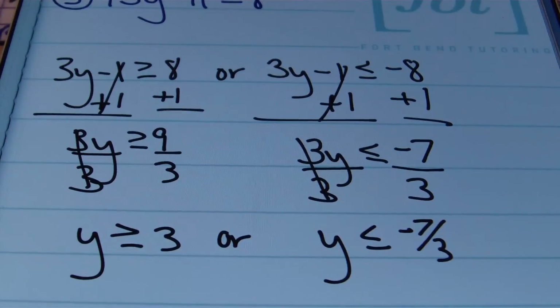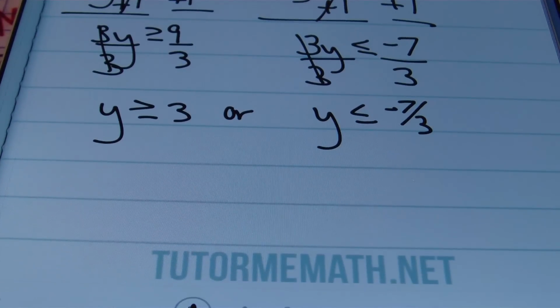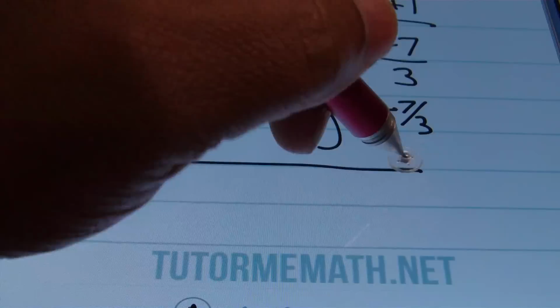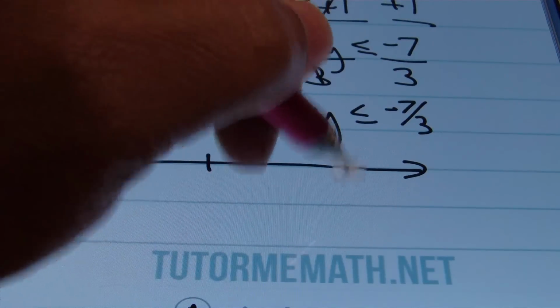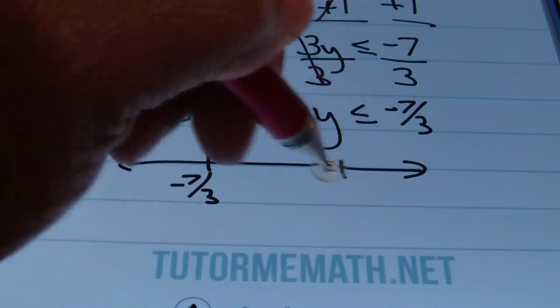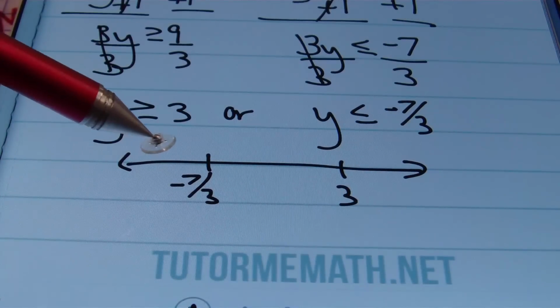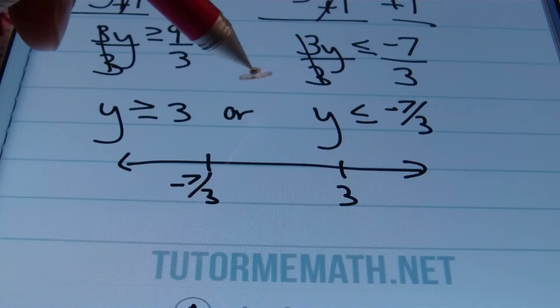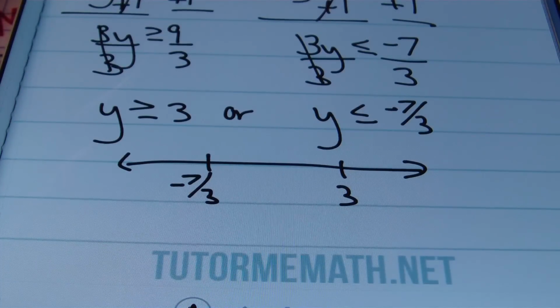So this is my solution, ladies and gentlemen. I end up with y is greater than or equal to 3, or y is less than or equal to negative 7/3. And now we'll go ahead and graph this on a number line. So on my number line, I will have my two values, negative 7/3 and positive 3. My solution states that y can be greater than or equal to positive 3, or y can be less than or equal to negative 7/3. So let's go ahead and show that on our number line here.